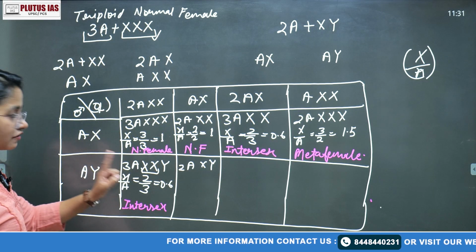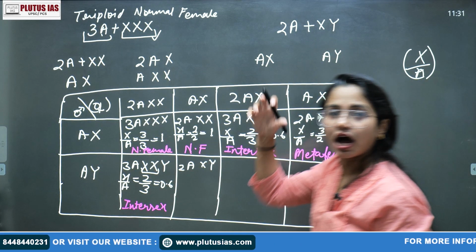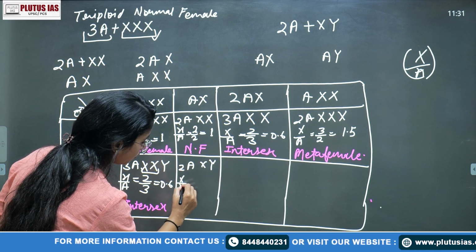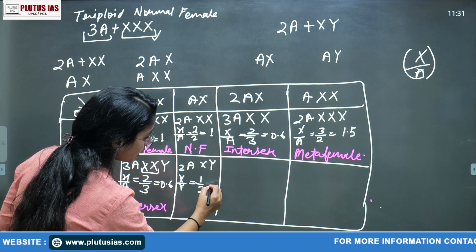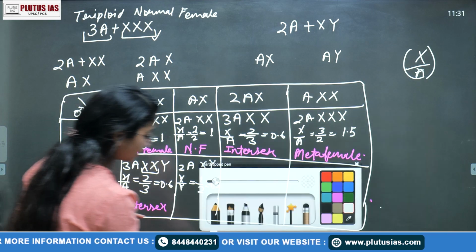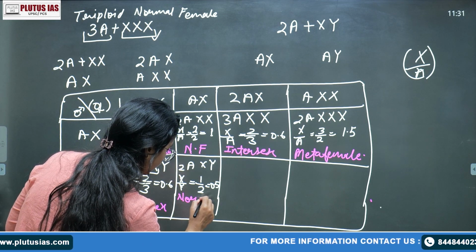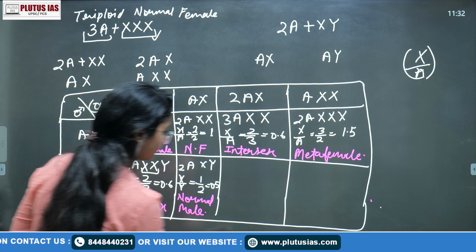This is something which is very important. So can we say that this combination and this combination is similar? How can we say this is your male? If we talk about the X upon Y ratio, then it will be 1:2, and the exact figure comes as 0.5. So then it will be your normal male, right? Okay.